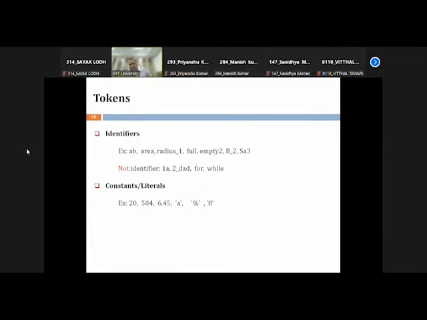Yes, it can be 0 to 9, any numeric digits. Underscores are okay too. There are some compilers where underscore was not accepted earlier, but nowadays underscore is also accepted. Yes, very good. Constant literals.